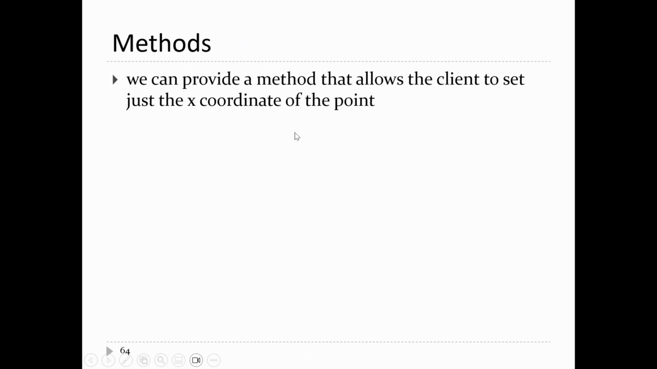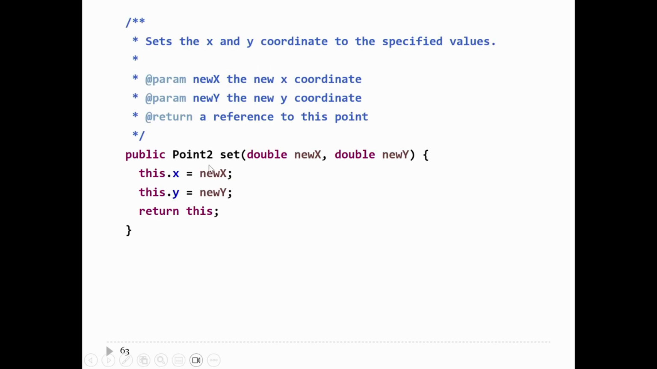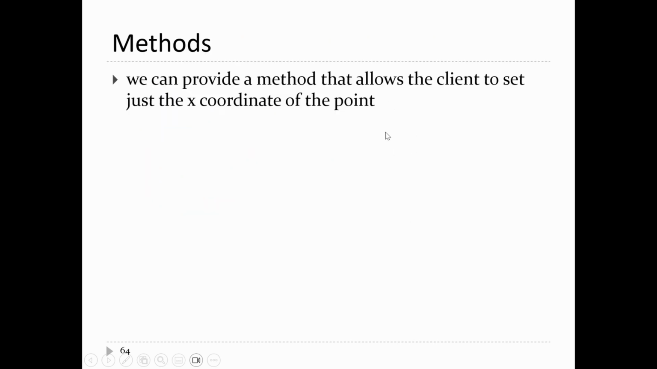All right. So instead of changing both coordinates of the point, suppose someone just wants to change one of them. Now you can still use set, but it becomes awkward. If you wanted to just change the x coordinate of the point, you would pass in the new value of x, and the user would have to pass in the old value of y. So that's inconvenient.